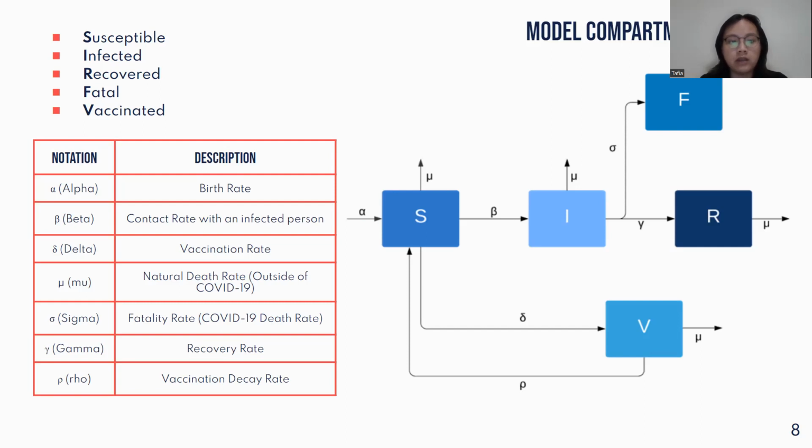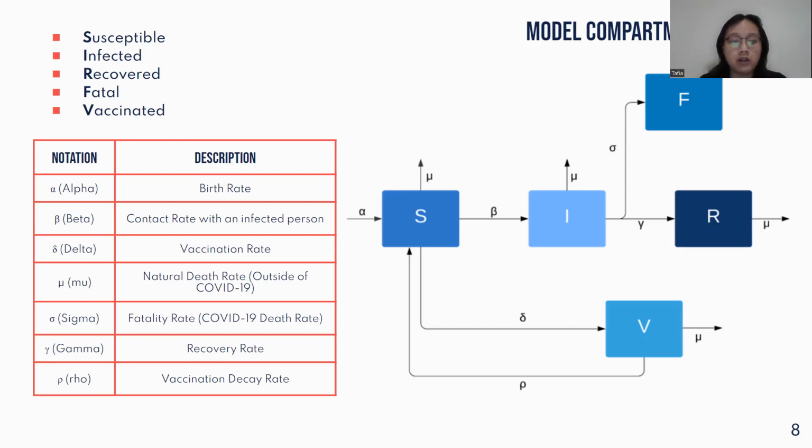Here, the death rate outside of COVID-19 will be described with the notation mu, while the death rate caused by COVID-19 infection will be described with the notation sigma, and will enter the population of the fatal compartment. Besides being able to decrease due to people who died, the population in the infected compartment can also be reduced due to people who have recovered from COVID-19. Here, the recovery rate will be described by the notation gamma, and will enter the population of the recovered compartment.